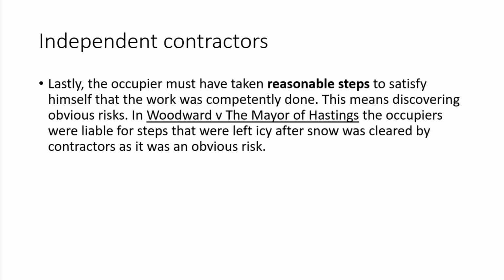And then the last thing that you have to show is that the occupier has taken reasonable steps to satisfy himself that the work has been competently done. This just means discovering obvious risks, not going into great detail about whether something's been done properly. So in Woodward v Mayor of Hastings, the occupiers were liable because the steps that were left icy after snow was cleared by the contractors was obvious. They should have noted that the steps were still slippery. However, if it's a really complicated job like a repair to a lift in Haseldine v Daw, you would not expect the occupier to go and check it. Similarly, if it was on a roof or somewhere very difficult to get to.